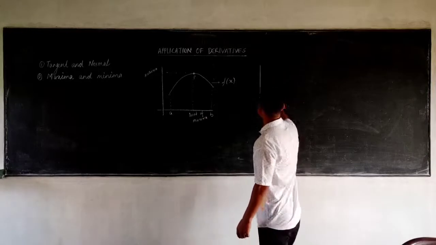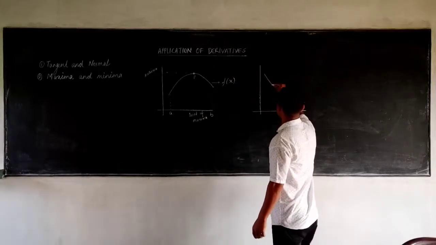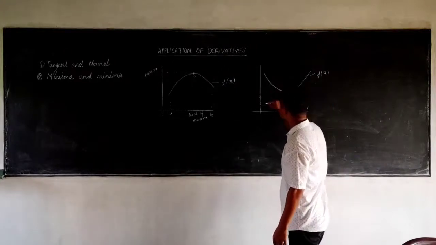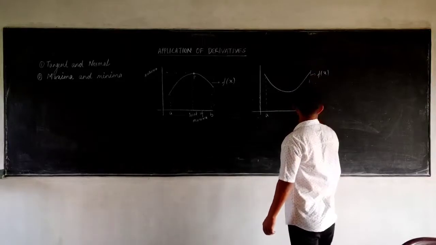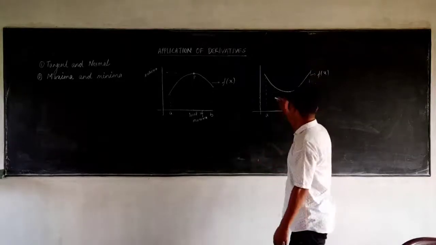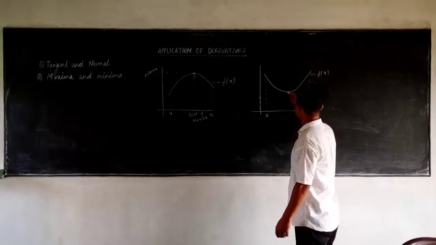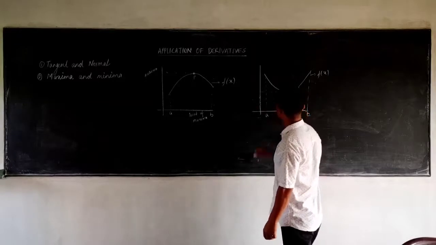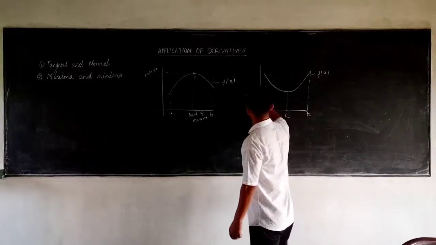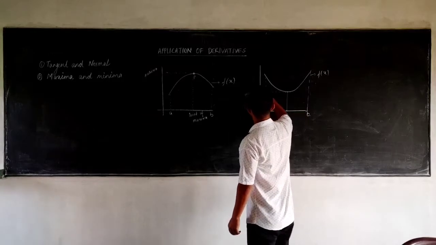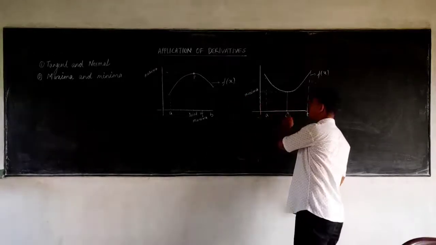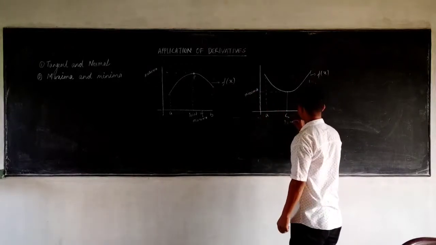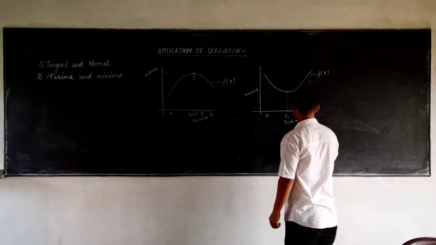Now we consider the second case, in which we have a function, a curve like this, given by f of x again. This curve is also defined in the range a to b. Now we have a value c in between a and b such that at that point the function has a minimum value, and that is known as the minima. The point at which the curve attains a minimum value is known as the point of minima.